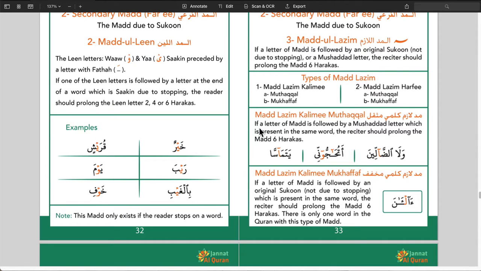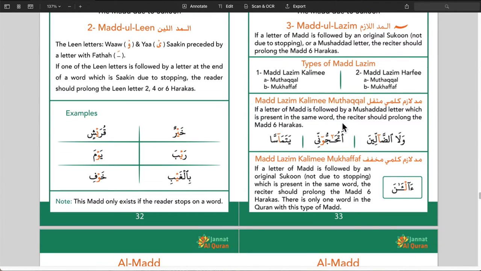What is it? If a letter of mad is followed by a mushaddat letter which is present in the same word, okay, this is our clue, the reciter should prolong the mad 6 haraka. Okay, we already do that in Fatiha. We have a very famous mad lazim kalami muthaqqal inside Fatiha. وَلَا الضَّالِّينَ.